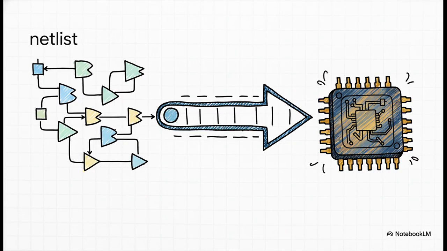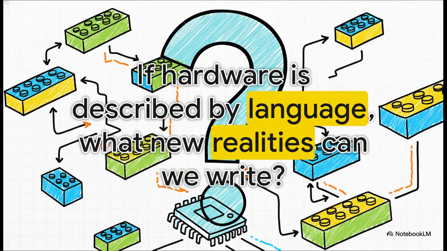And just like that, the journey is complete. The abstract blueprint you wrote in a text editor gets turned into a concrete plan. Your digital Lego creation is transformed into a real, physical, electronic circuit that's ready to be manufactured on a piece of silicon. So the really big idea here is that we've moved from physically drawing circuits to describing them with language. And that leaves us with a pretty profound question to think about. If the very fabric of our digital world, the physical hardware itself, is now written like code, what new realities are we now capable of writing into existence?